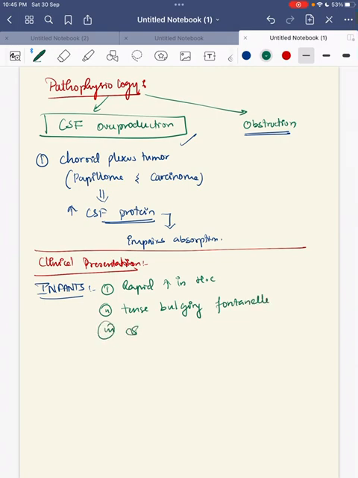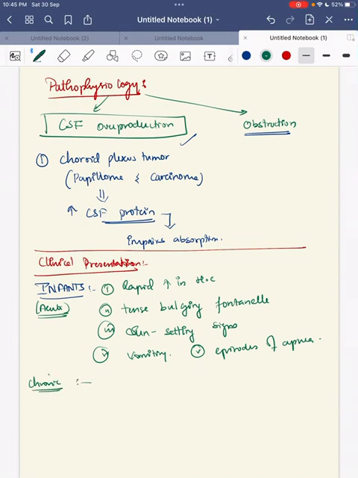Third, there can be a sun setting sign in the eyes. The child can have vomiting. It can present with episodes of apnea. So these are the symptoms when the child develops acute or immediate hydrocephalus. These can be the immediate symptoms.